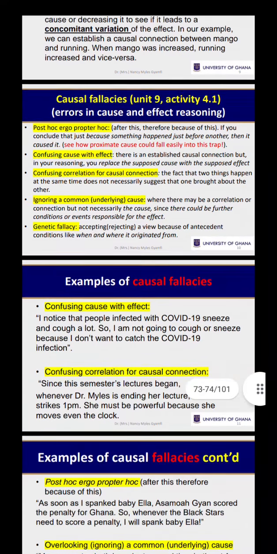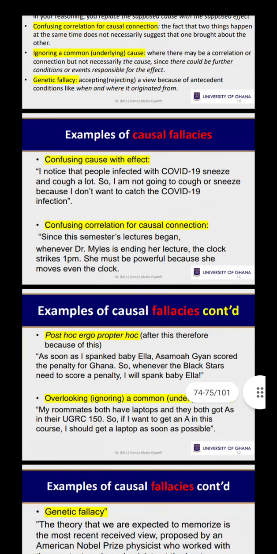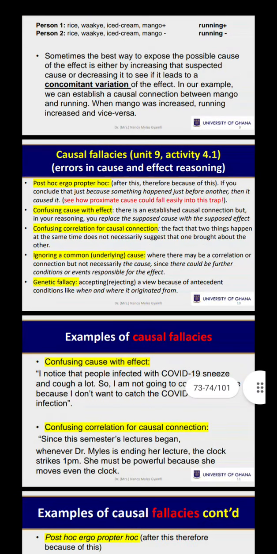Let me give you an example. Confusing cause with effect: I noticed that people infected with COVID-19 sneeze and cough a lot, so I'm not going to cough or sneeze because I don't want to catch COVID-19 infection. It is confusing cause with effect. Let's do the next one.